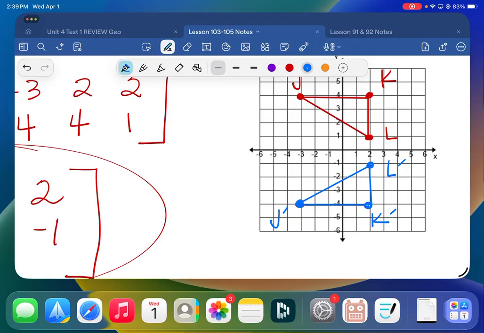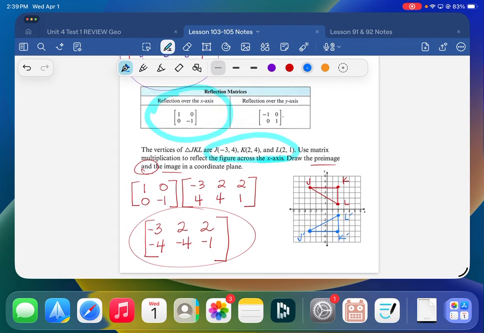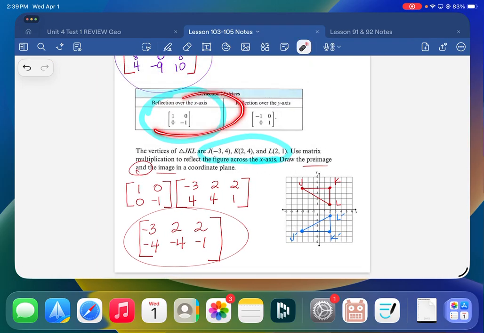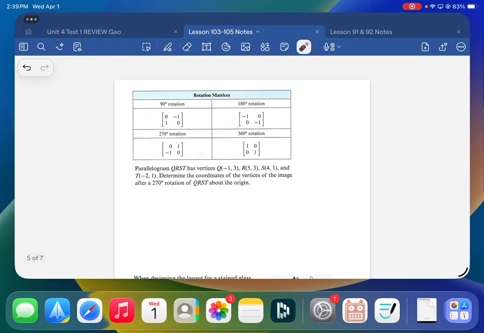And notice how it worked. Meaning we did in fact reflect across the x-axis. See the way it flipped from the red to the blue? So that's proving that we can use these equations, these formulas, if you will, to reflect across the x and y axis using matrices. All right, flip the page.